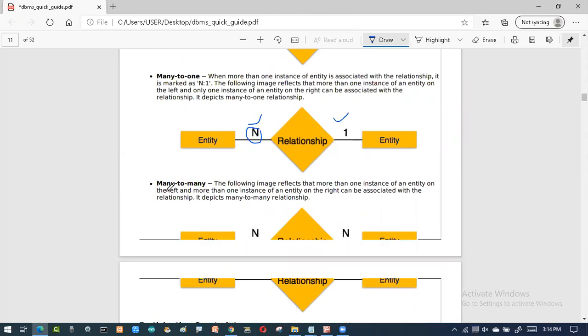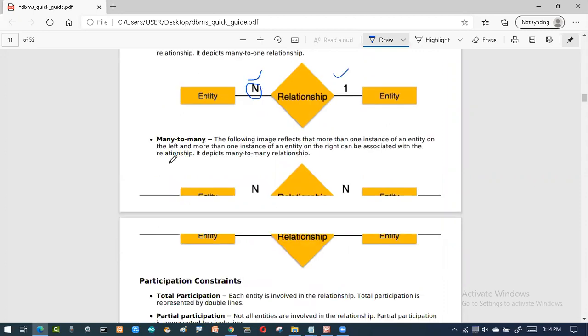So when I'm telling about the many to many, this is going to describe one instance or many instances being connected to one instance. I'm going to get the many entities. So how are we using this one? It says that the image reflects that more than one instance of an entity on the left and more than one instance of the entity on the right can be accessed with the relationship. So this is how we are going to get the many to many relationship.